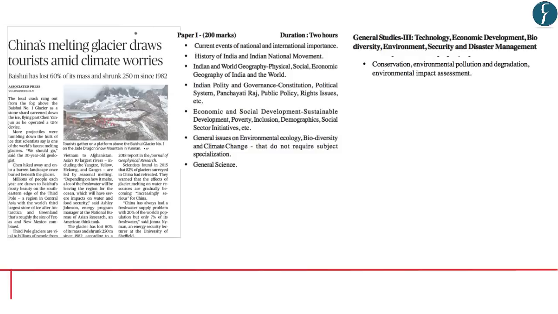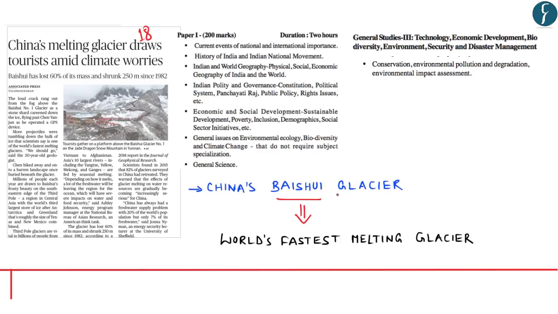The next news also appears on page number 18. The news reads, China's melting glacier draws tourists amid climate worries. In this particular news, scientists have highlighted that Baishui Glacier, which is in China, has now become the world's fastest melting glacier, and this is a cause of concern because this particular glacier is situated around the third pole. Now this is a cause of concern as this entire area feeds water to lots of rivers. So in this aspect, this particular news with respect to environment change in the Baishui Glacier becomes a very important concern with respect to our environment.